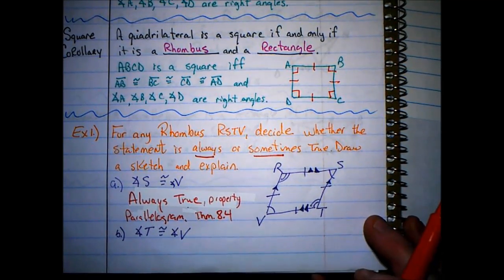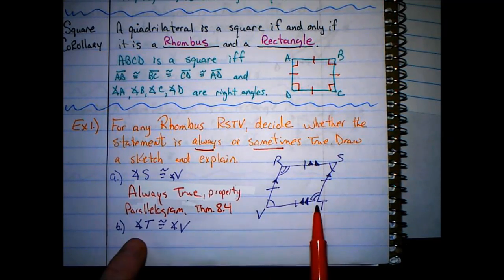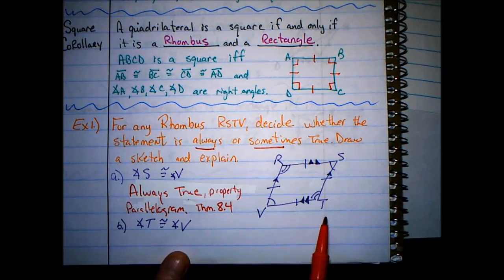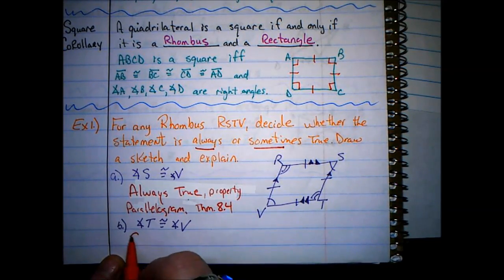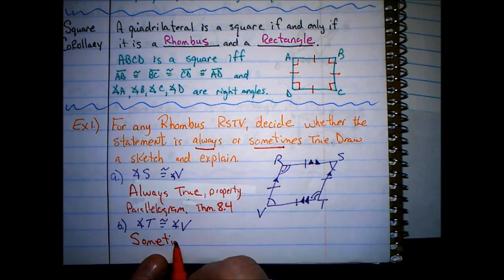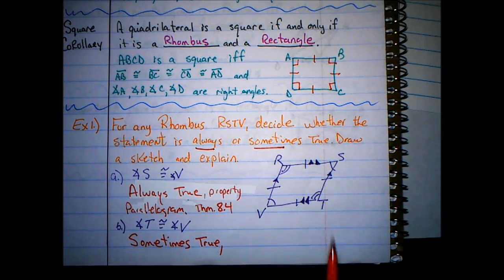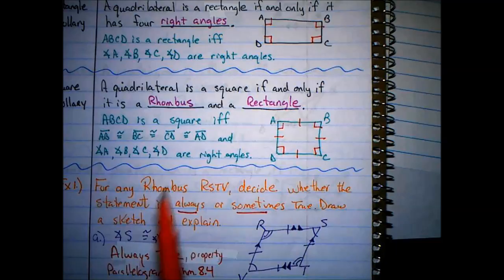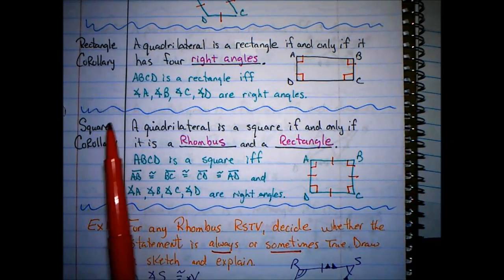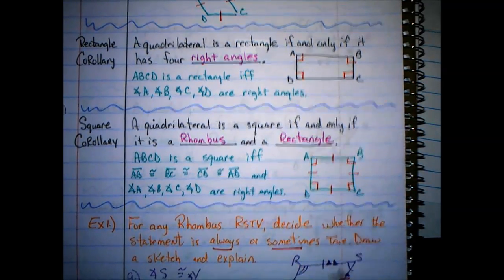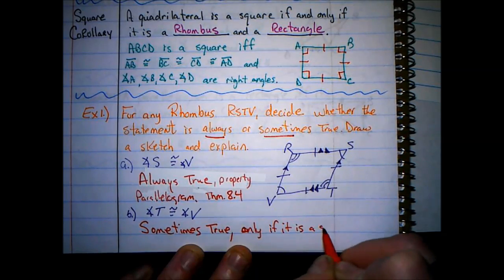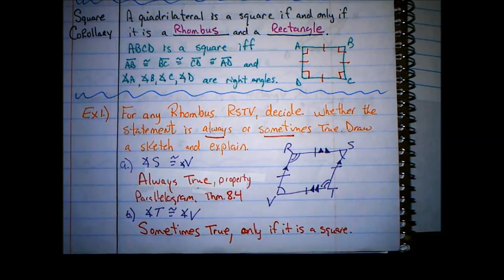On part B, it asks, what about T and V being congruent? Well, in my picture right here, it's obvious that T and V are not congruent, but there is one situation where T and V would be congruent. So this is definitely going to be a sometimes. This is sometimes true, and the only time this would be true is if it is a square or rectangle, where the angles have to be 90 degrees. I'll put only if it is a square on this aspect. It has to be a square for this to be the case. Otherwise, it's not going to happen.